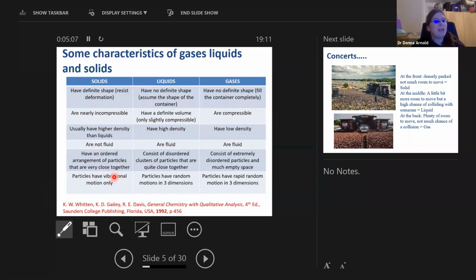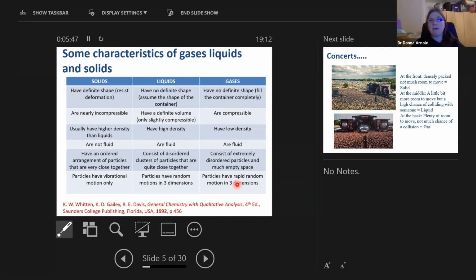Solids can have an ordered arrangement of molecules. They're packed quite close together, so they tend to order in a nice fashion. Liquids tend to be disordered and have clusters of particles, and gases consist of extremely disordered particles, and there's much empty space in there. If we think about how much things can move, particles in a solid can have vibrational motion only, so they can just move a little bit within space, they can't move lots of ways. Liquids, they can move in 3 dimensions, but they might collide with each other. There's still a chance of meeting another molecule. And if we think about gas, they can have rapid, random motion in 3 directions.